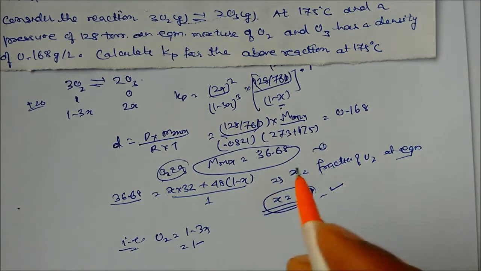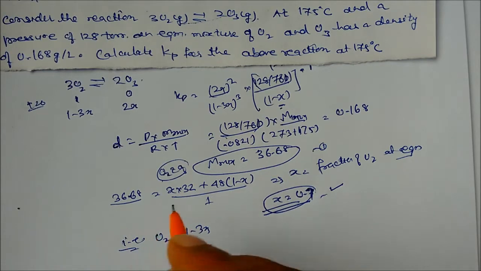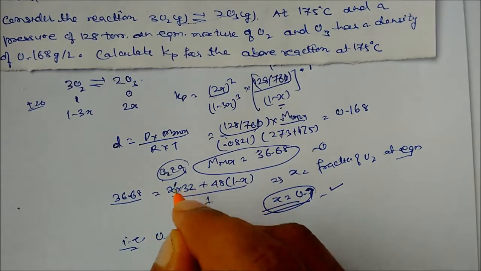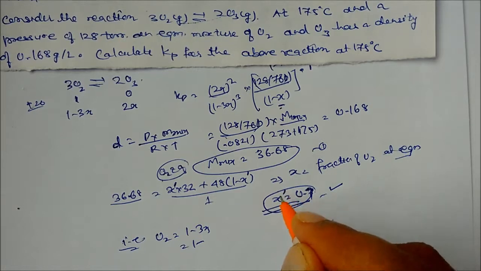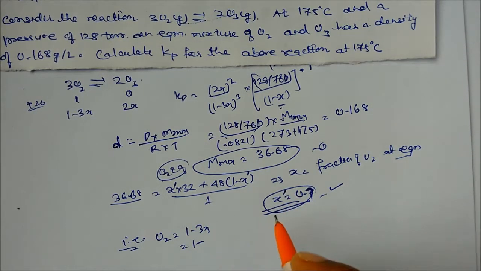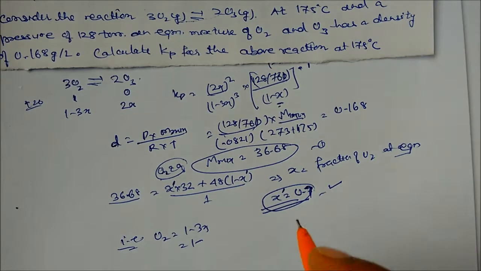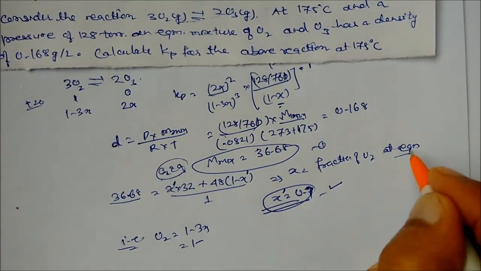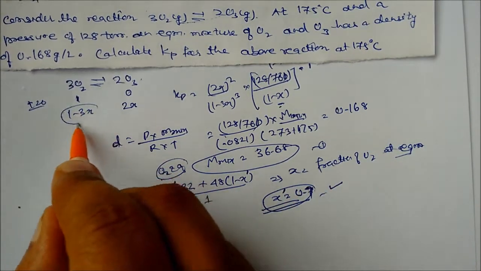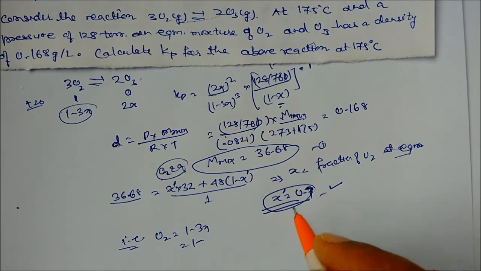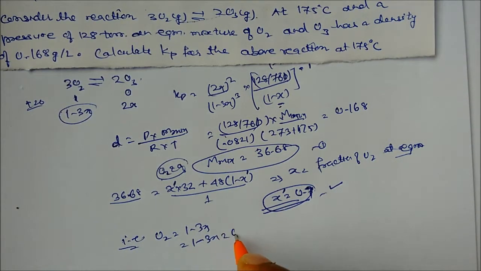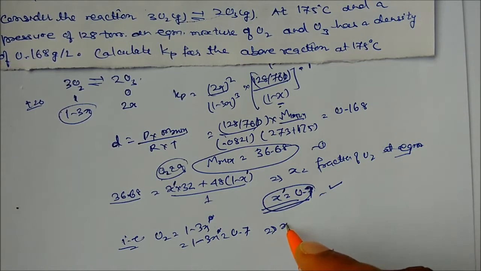One thing more: this is the molar mass, so we cannot take the x value, we can take here x dash. So x dash is 0.7 for the mixture. Now this 1 minus 3x is the fraction of oxygen present at equilibrium. This is the fraction of oxygen. So x dash is equal to 0.7, so 1 minus 3x is equal to 0.7. You put it here as x, not x dash. So on solving, x is equal to how much?